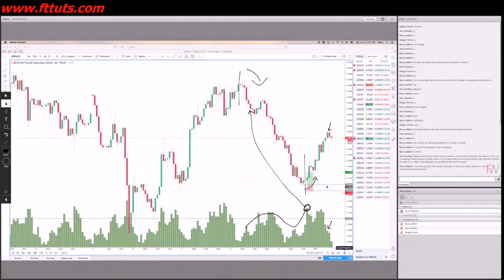Okay. Whether we have that tower of volume, is it correct to assume we were in a downtrend, so increasing volume should ideally mean lower lows, but here with such an abnormally high volume, it failed to make a lower low. In fact, it just stopped. So that could be a pre-first sign. Yes, but you still have to be careful on what bar it comes on, right?